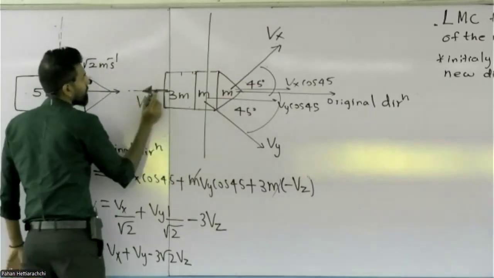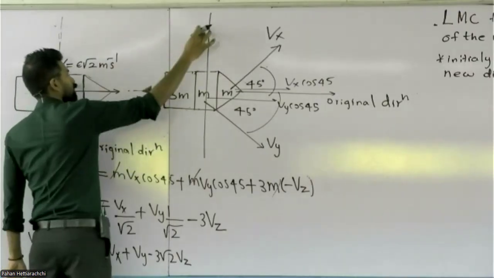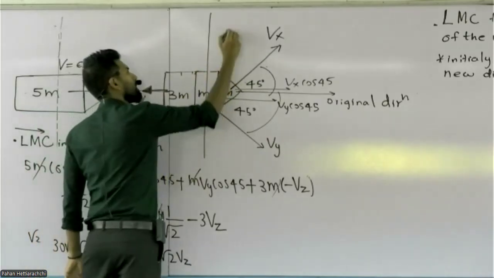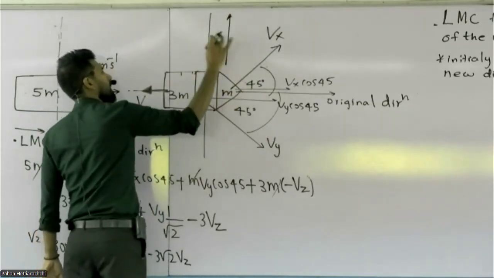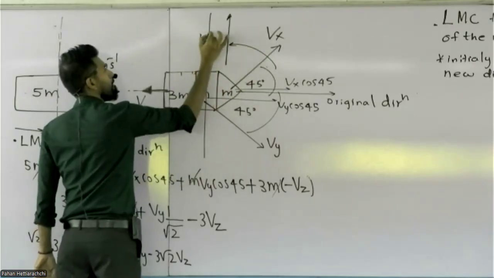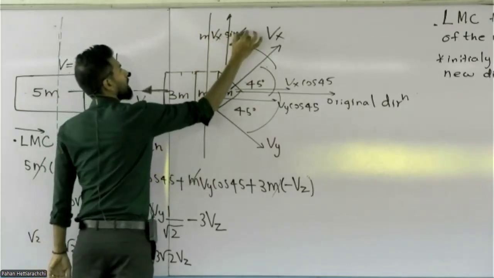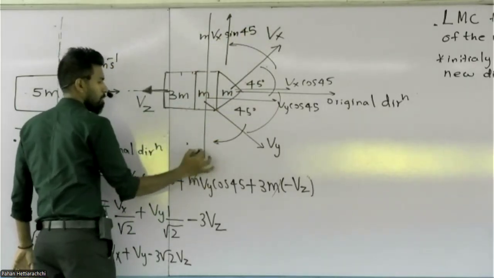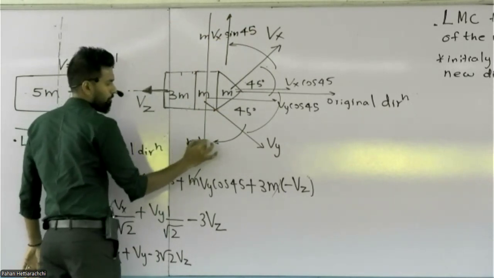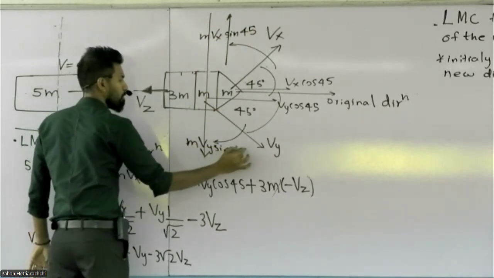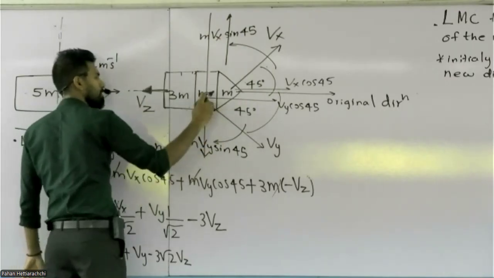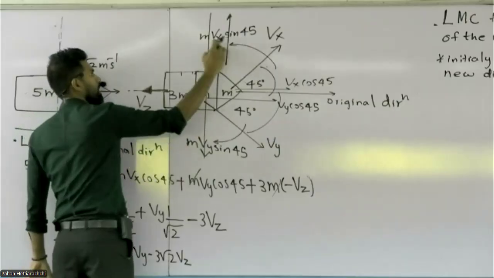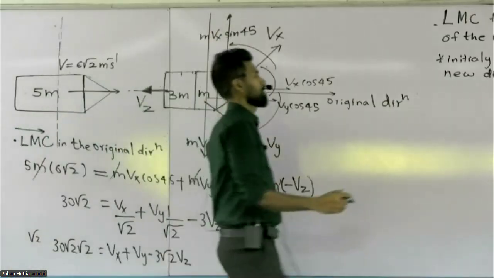Vz is in the opposite to the initial direction. It does not affect the perpendicular direction. M Vx sine 45, this momentum component, should cancel out with the other momentum component, M Vy sine 45. M Vx sine 45 should cancel out.